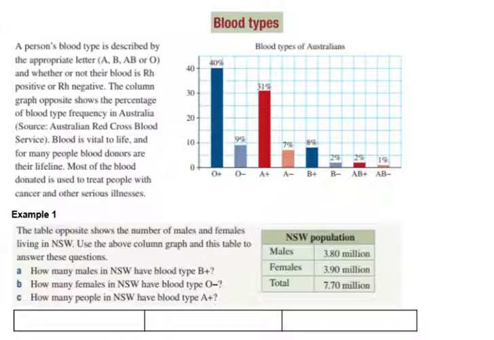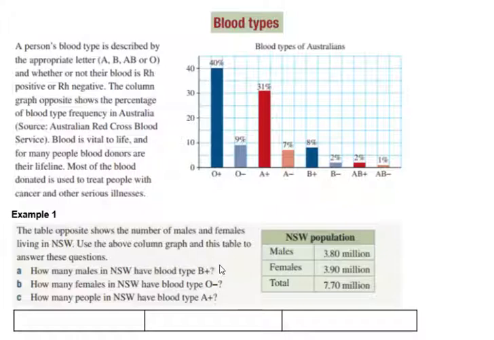So the graph in front of you is a graph of the percentage of the different types of blood types that we have in Australia. Okay, so the way we read it is basically 40% of Australians are made up of O positive blood, and 9% of Australians have O negative blood, etc. Okay, so let's have a look at the question, and I don't think we'll find this too hard.